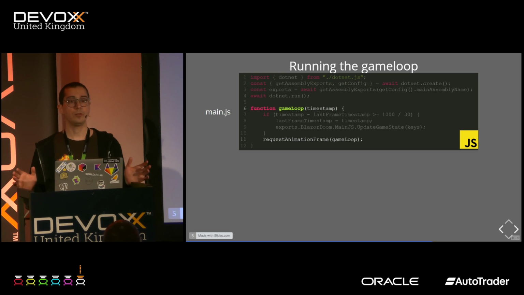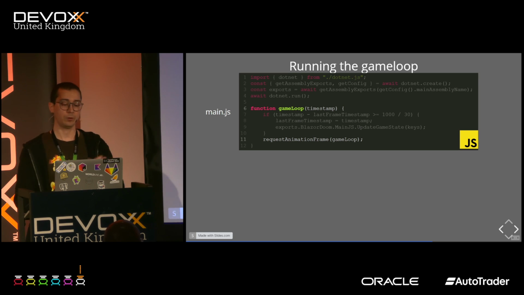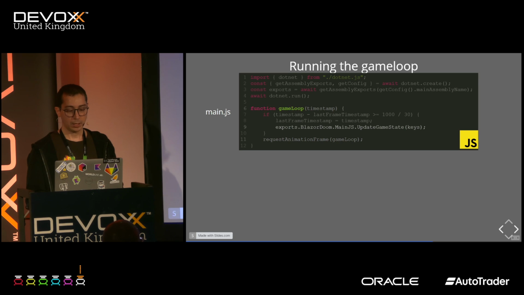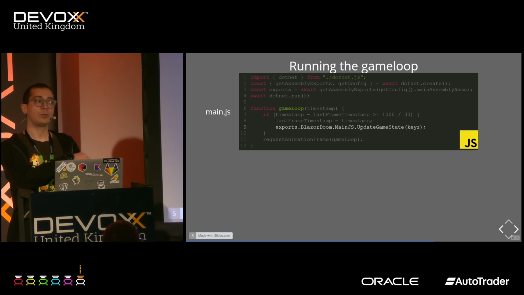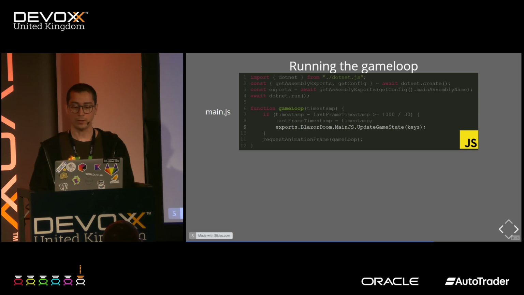After that, I run the game loop. As you see, we have requestAnimationFrame to do the recursive call. And I update the game state. And you see here, this is where I travel to the C# world. This is a C# method defined on the C# side, which updates the game state.